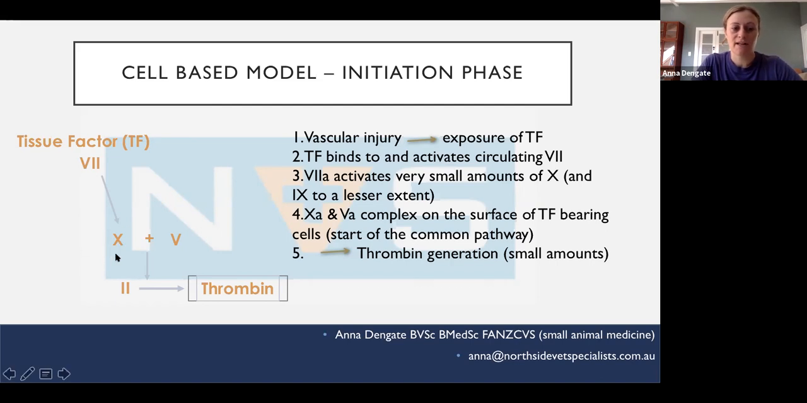So once we've got activated factor 10, circulating factor 5 comes past and sticks to factor 10. And then we get this little bit of thrombin being generated. So we've got a tiny bit of thrombin being generated at the site of the injury where the clotting factors have just stacked up on top of each other. And that's where the initiation occurs. So thrombin being the objective to generate fibrin.